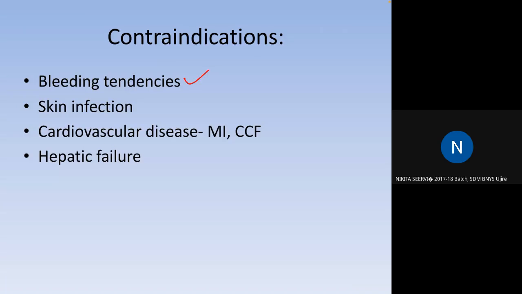Contraindications: when you have bleeding tendencies, that is the prolonged bleeding time and clotting time and INR increase. You don't want to do it because you cannot control the bleeding. And if there is a regional skin infection where you are entering the femoral artery or an axillary artery, and cardiovascular diseases, because in congestive cardiac failure and MI already the heart is burdened, you don't want to burden it further and cause another attack. And other is hepatic failure, because a liver should be strong enough to take the contrast which you're giving.